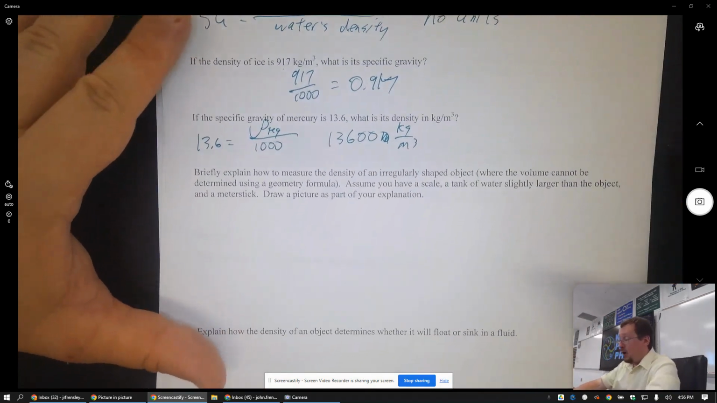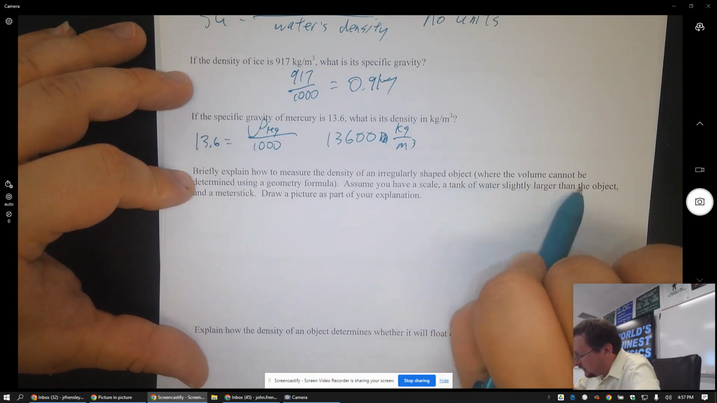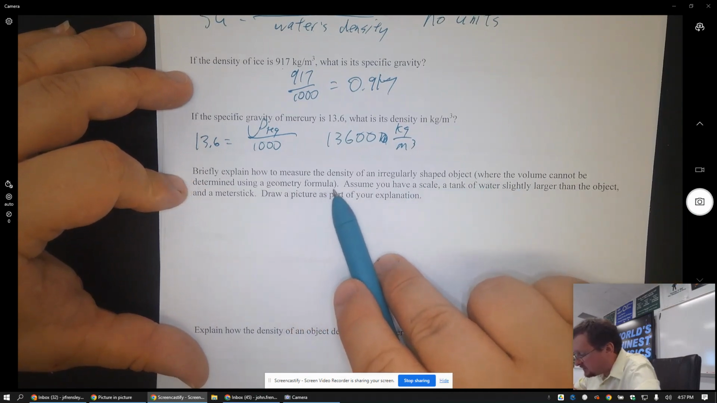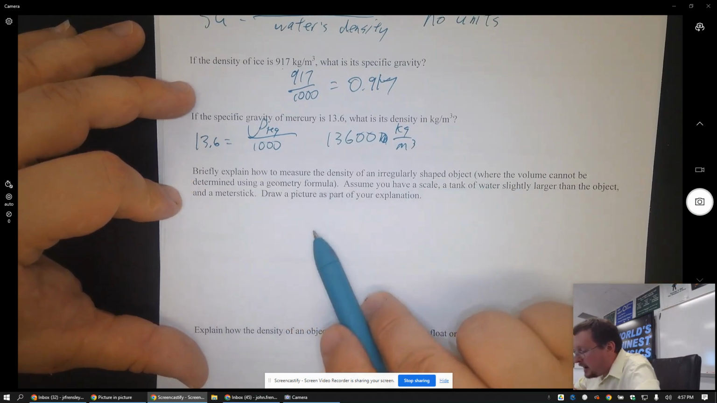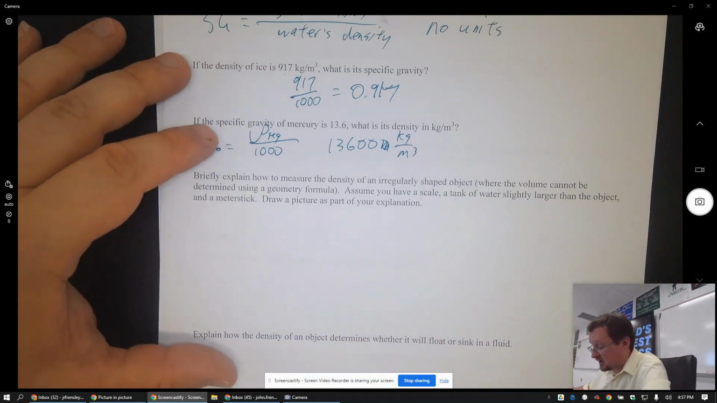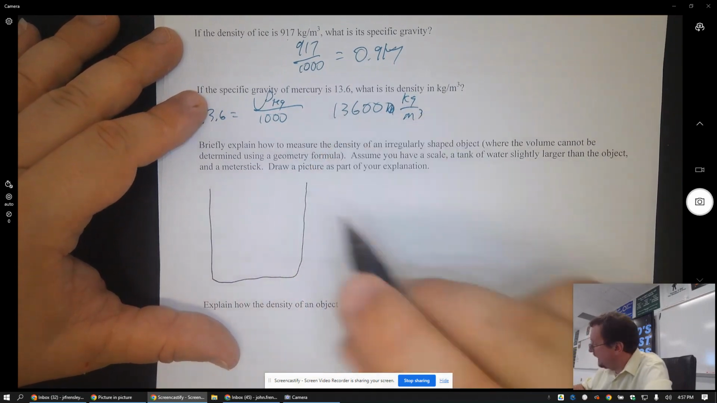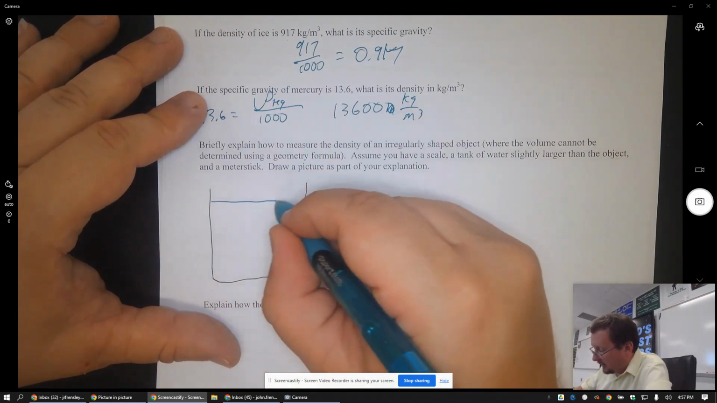Now, how could we measure the density of an irregularly shaped object where the volume cannot be determined using a geometry formula, okay? Here's what you can do. There's a couple of ways you could explain this, but what you can do is you can have a tank of water, okay? And we're going to fill it up with water, okay?